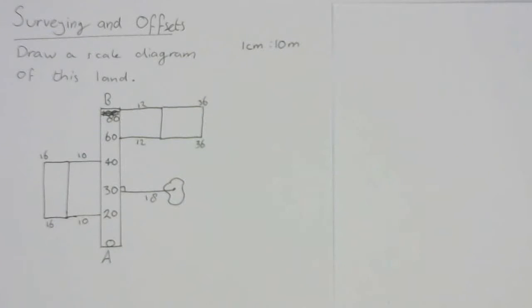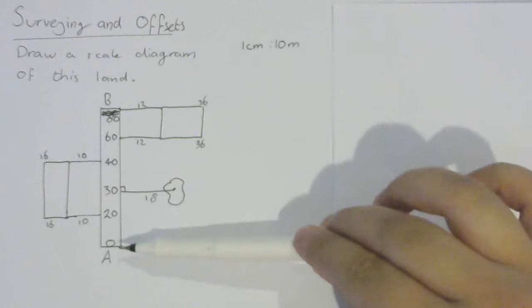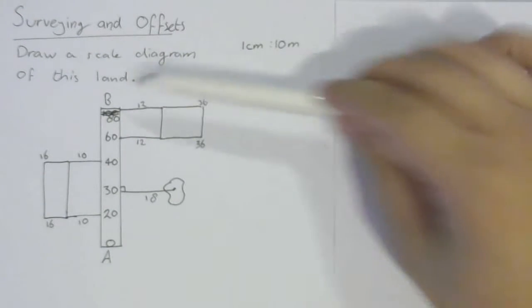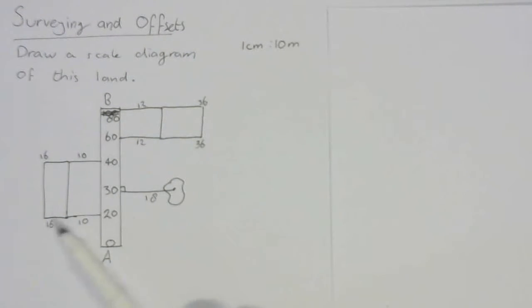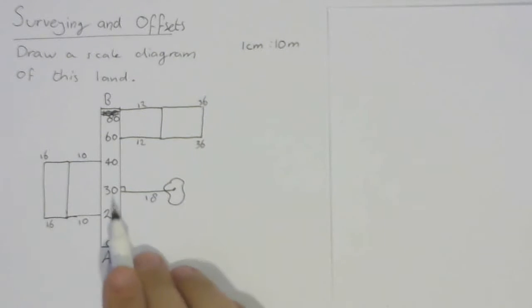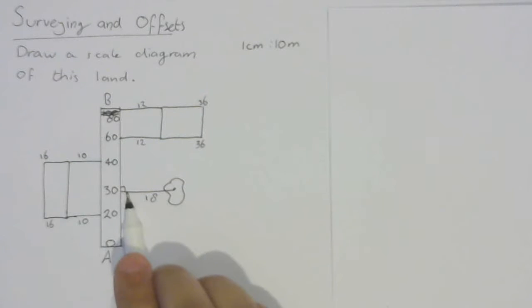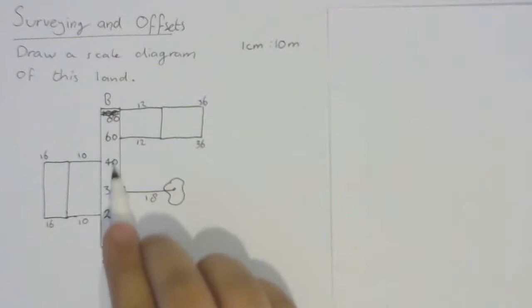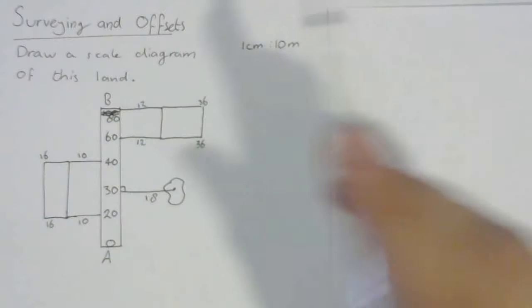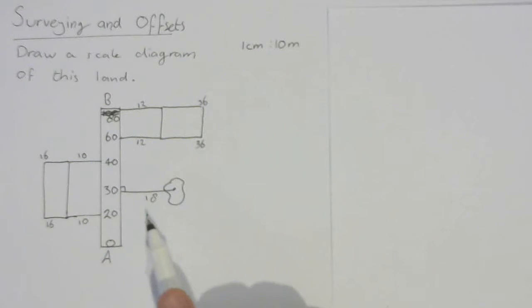Here we have a set of field notes that a surveyor has taken, and we can very clearly see our main line A to B, and we can very clearly see that our surveyor has taken some measurements. Now, if it's clear or we're told that these measurements are perpendicular to the main survey line, we call these distances offsets. And these are quite easy to draw.